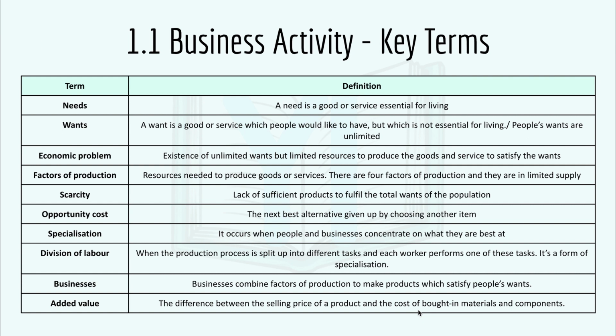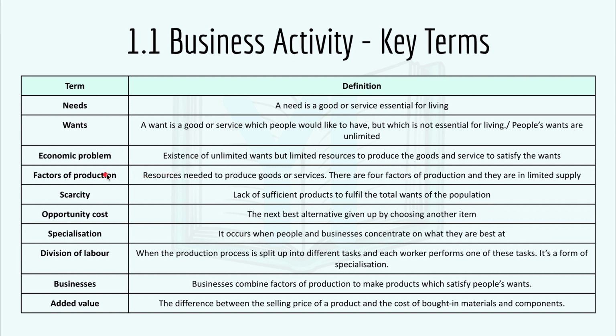And lastly, here are the key terms from this 1.1 business activity. A need is a good or service essential for living. A want is a good or service which people would like to have but which is not essential for living, and people's wants are unlimited. The economic problem is the existence of unlimited wants but limited resources to produce the goods and services to satisfy the wants.